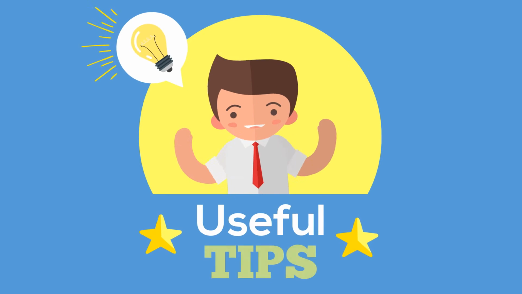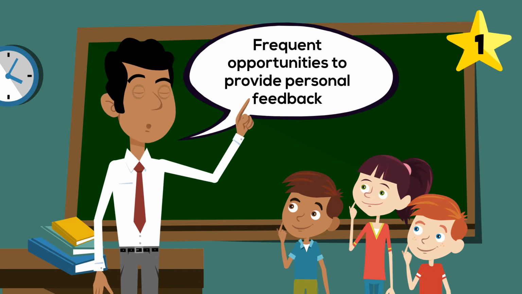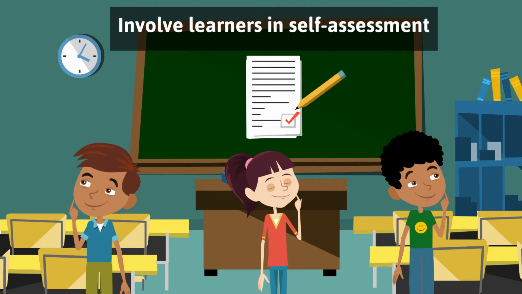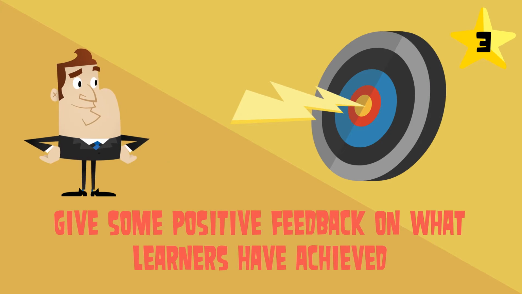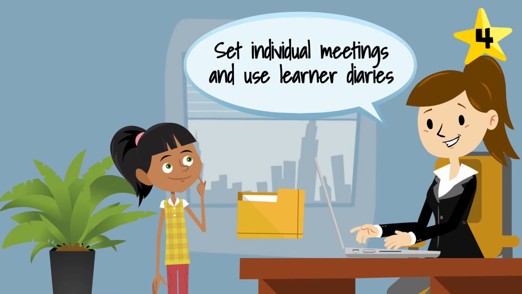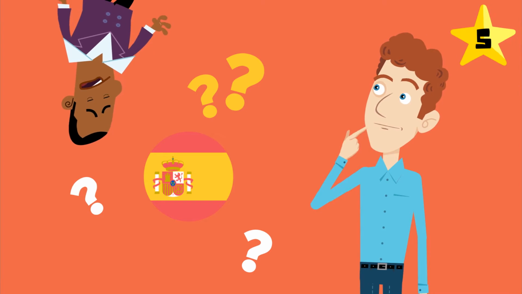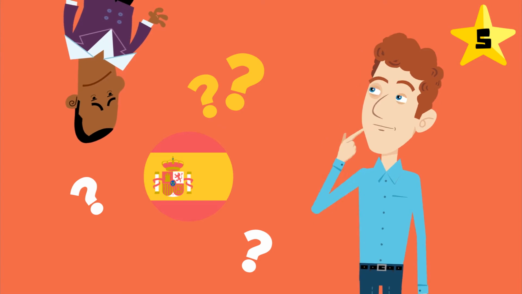Let's review some tips for giving feedback. Make sure that you have frequent opportunities to speak to each student individually to provide personal feedback. Try to involve the students in self-assessment so that they can set their own goals. Start by giving the class some positive feedback on what learners have achieved. Set individual, short mini-meetings with your students and use learner diaries. Finally, you should not be afraid of using Spanish if necessary. Students need to fully understand the feedback you give them.